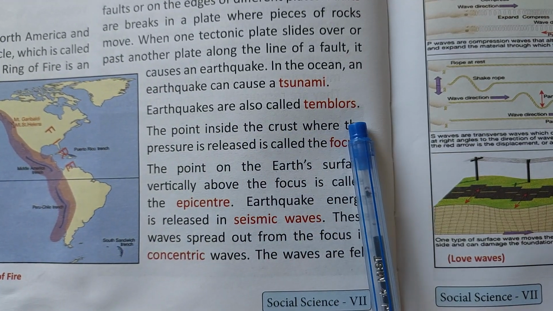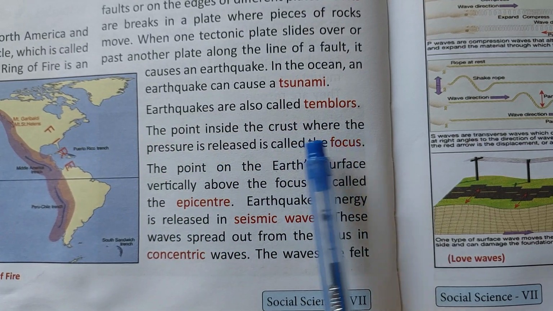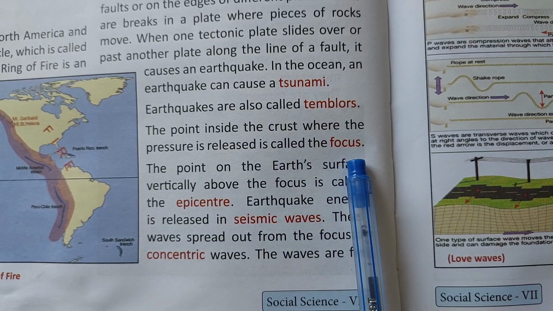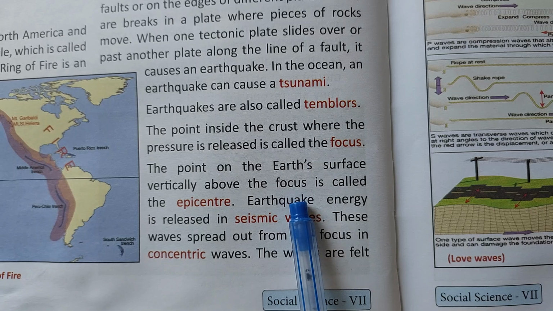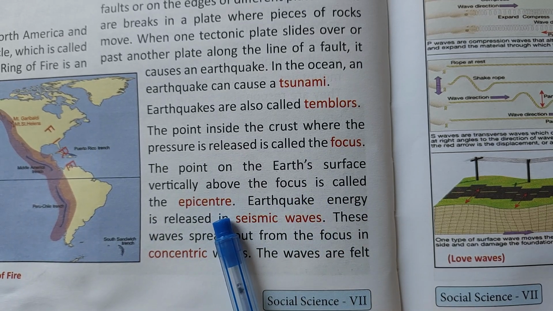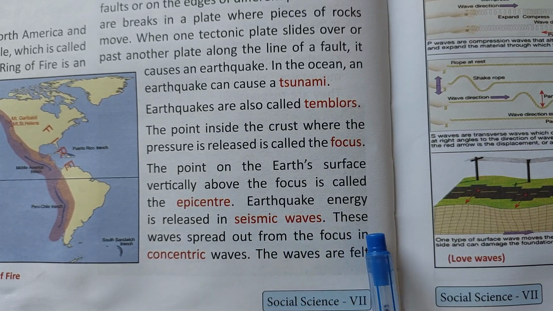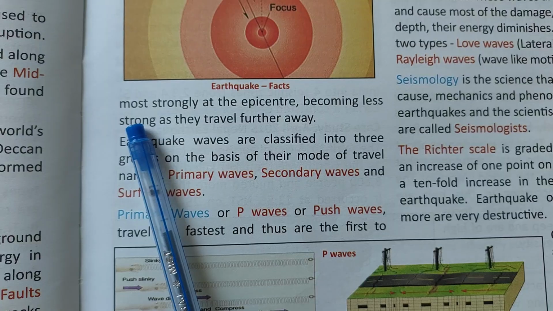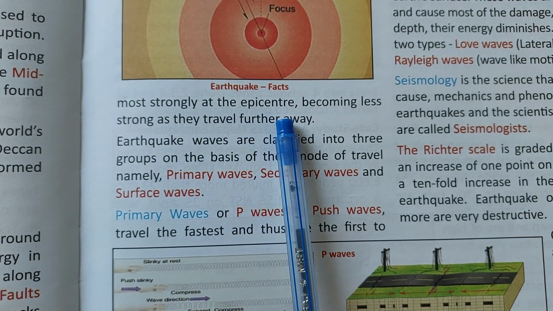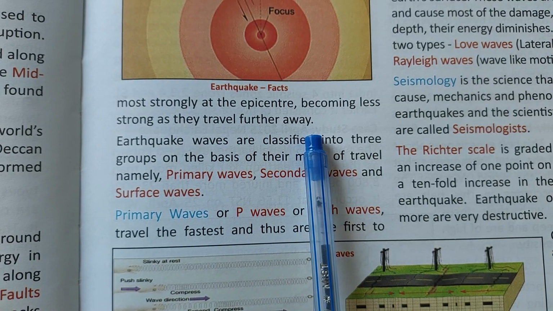Earthquakes are also called tumblers. The point inside the crust where the pressure is released is called the focus. The point on the Earth's surface vertically above the focus is called the epicenter. Earthquake energy is released in seismic waves. These waves spread out from the focus in concentric waves. The waves are felt most strongly at the epicenter, becoming less strong as they travel further away.